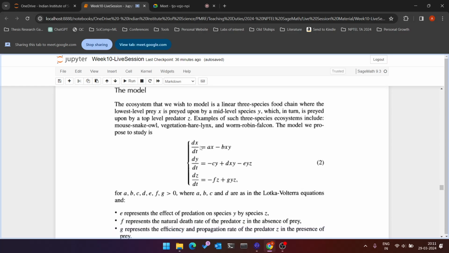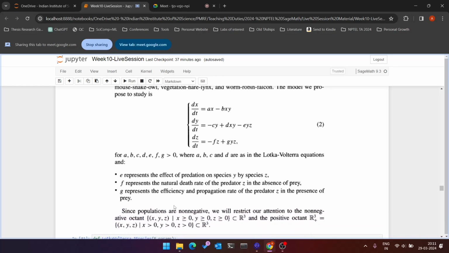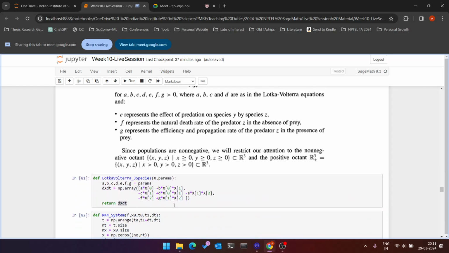So the equations are given here: dx by dt, dy by dt, and dz by dt as functions of x, y, z, where x, y, and z represent the lowest level, mid level, and the top level species. An example of such ecosystems could be mouse, snake, owl, and so on. It's required that all the constants a to g, so 7 constants in total, are positive. This is what we need out of it.